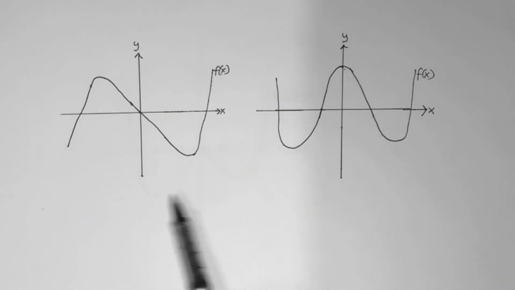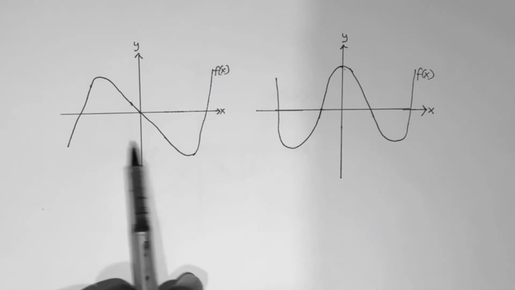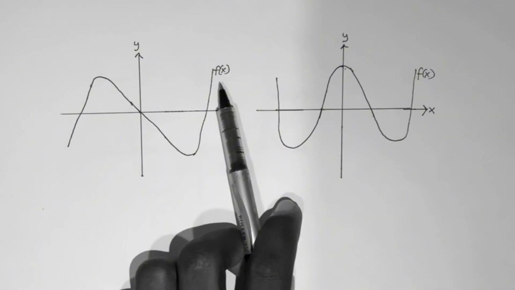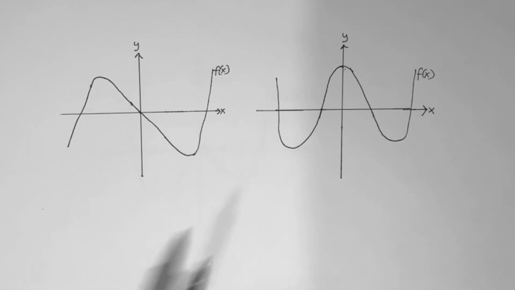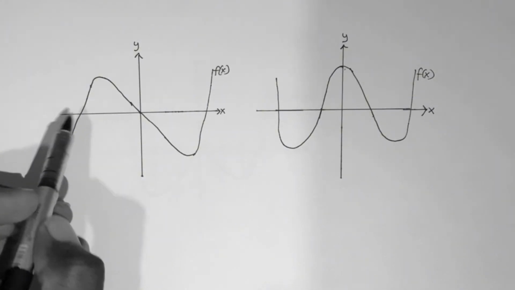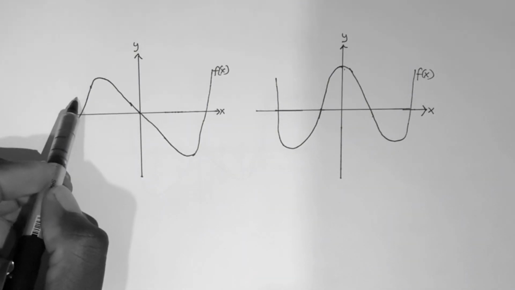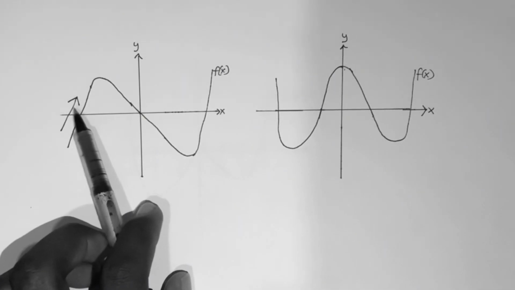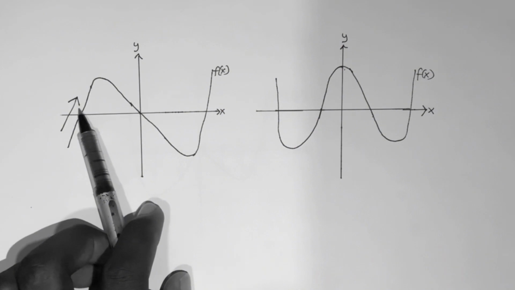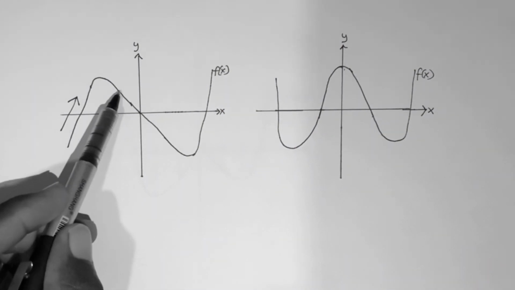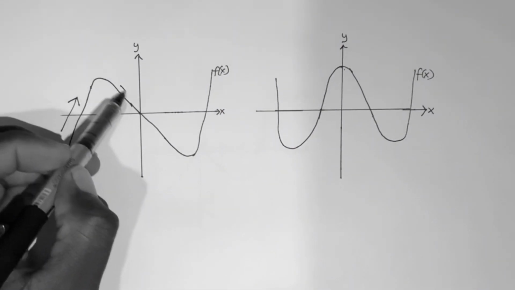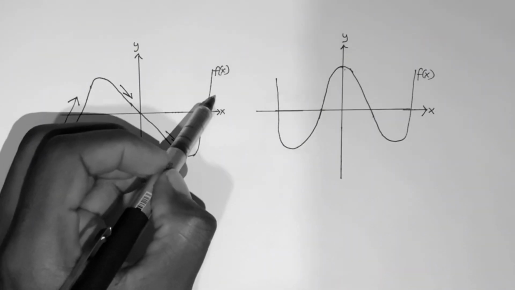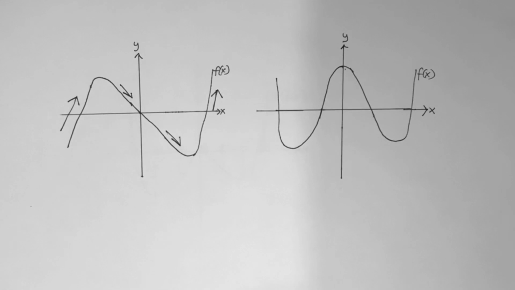Now let's consider these two functions, but first let's consider this one. This is a graph of f of x. So you see that at this side the function is increasing, because if we find the tangent at this side, it's going to be greater than 0. But at this side of the function, it is decreasing. It is decreasing in this interval, and then it is increasing in this interval.